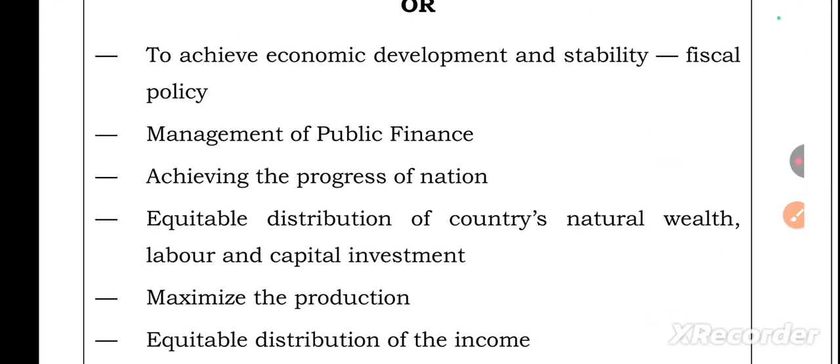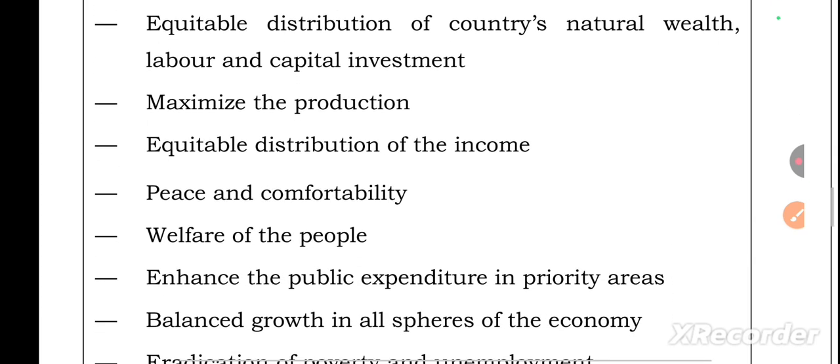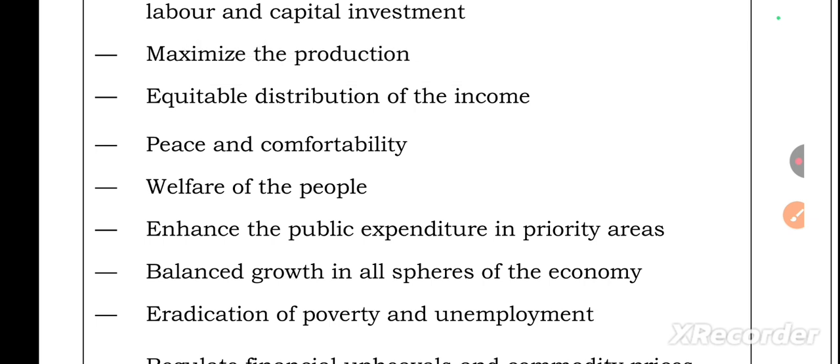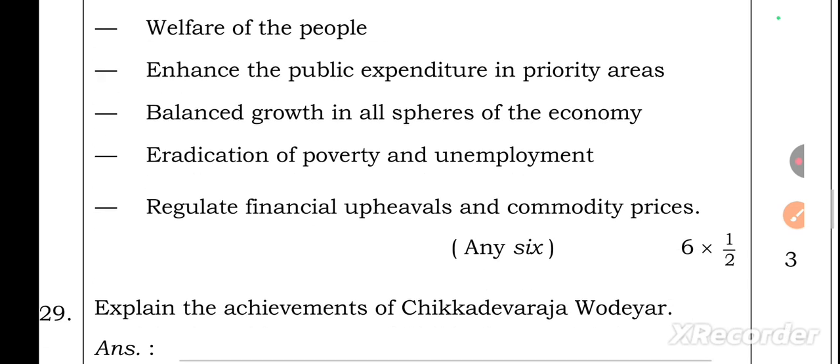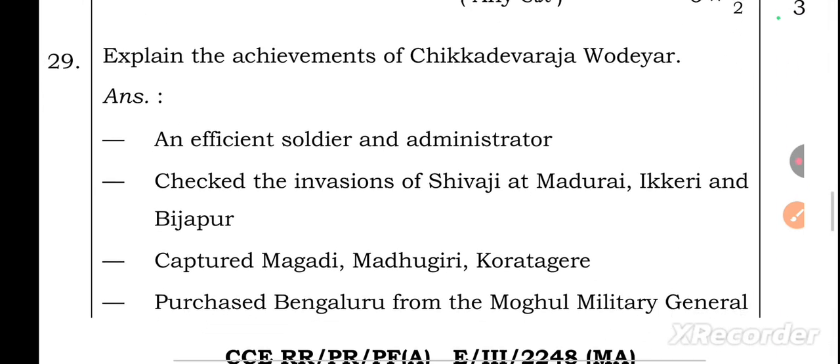To achieve economic development and stability, fiscal policy, management of public finance, achieving the progress of the nation, equitable distribution of the country's natural wealth, labor and capital investment, maximize the production, equitable distribution of the income, peace and comfortability, welfare of the people, enhance the public expenditure in priority areas, balanced growth in all spheres of the economy, eradication of poverty and unemployment, regulate financial upheavals and commodity prices. If you write any 6 important points, you will get 3 marks.